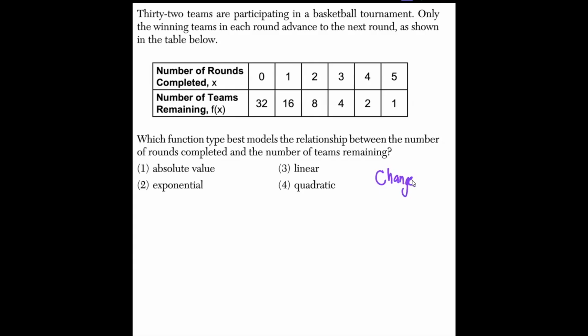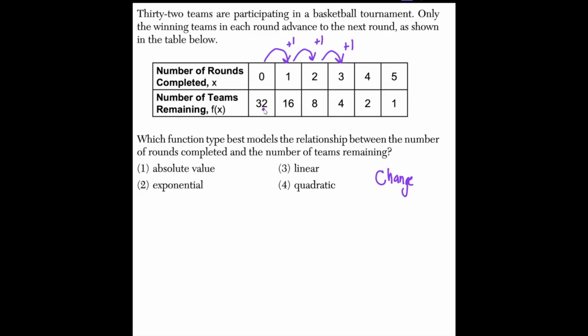Now, the first thing I like to do up top is look at the x values and check how the x values are changing. That's pretty standard. These x values here are all increasing by 1. Okay, so because they're increasing by 1, that just simplifies things a little bit.